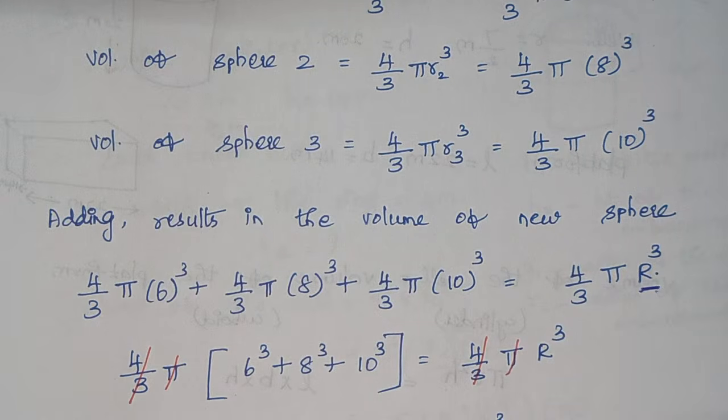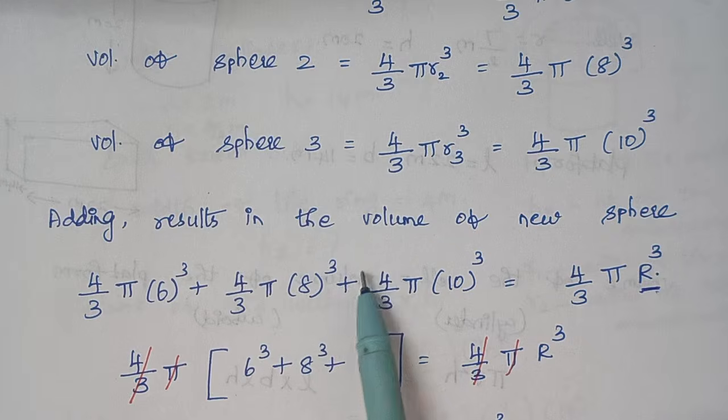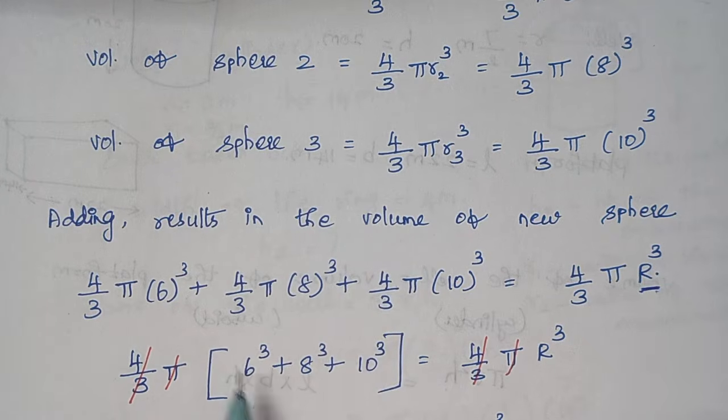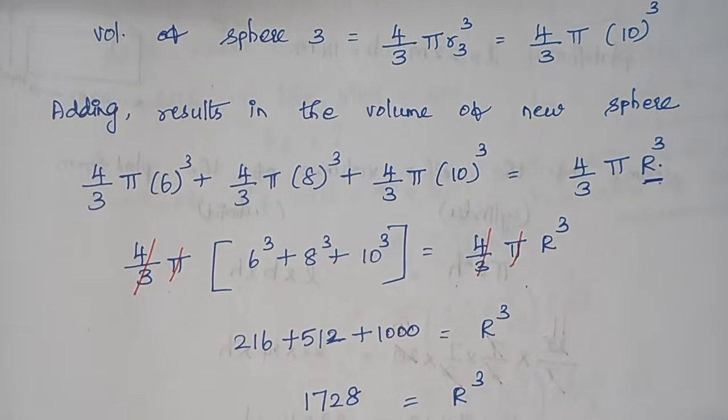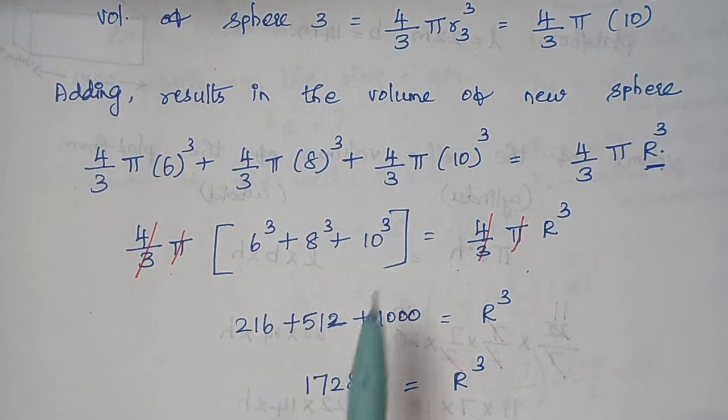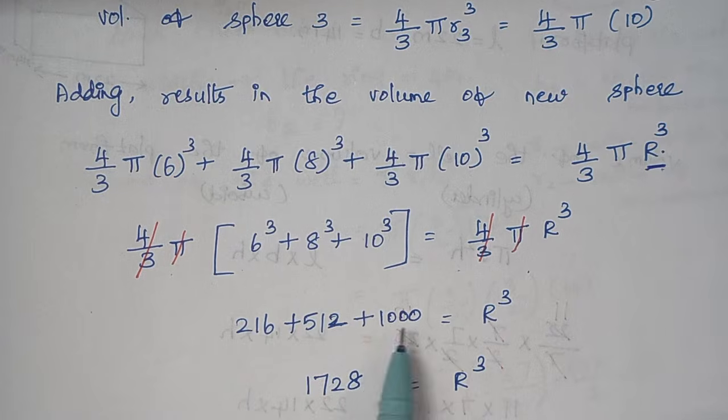Right, if you have any doubt, kindly make a note of it. So next, you see 4 by 3 pi is common in all these terms. So I am taking that 4 by 3 pi outside. Now the remaining terms will be 6 cube, 8 cube and 10 cube. Right. And again this 4 by 3 pi and this 4 by 3 pi, they cancel each other. So finally here I am having, you see 6 cube is 216, 8 cube is 512 and 10 cube is 1000. So when you add all these terms, here we are having 1728, right, which is equal to r cube.